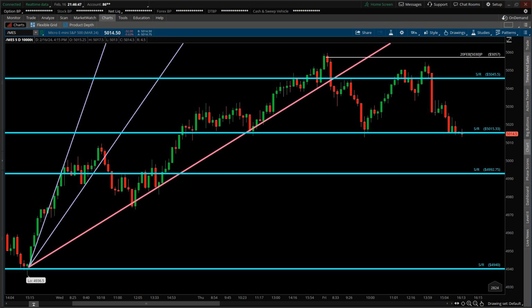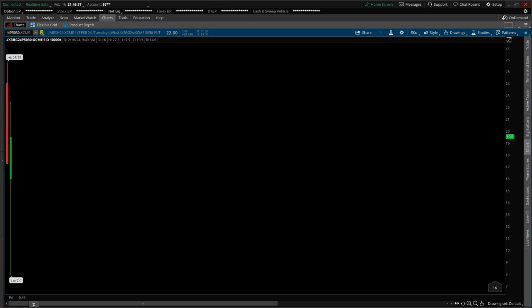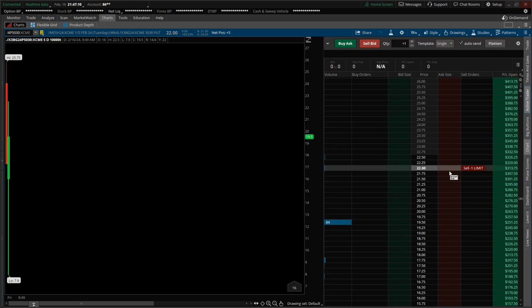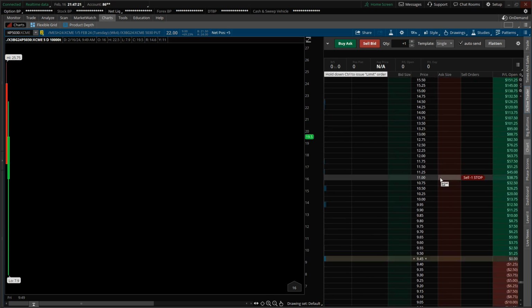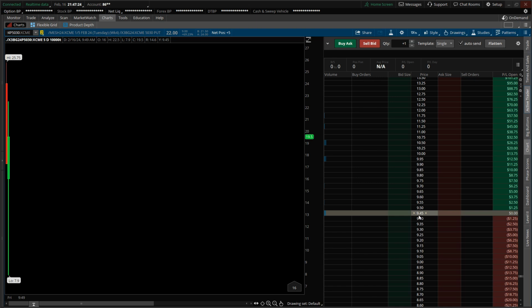So with all things said, switching over to the option chart. So you can see here the option chart, the premium is now quoted at $22. It's gained about 5 points since this morning. And right now, the premium is pegged at $22, and that's at $313.75 in net profit. So if I scroll down, here's my entry price at $9.45 premium for the zero line.